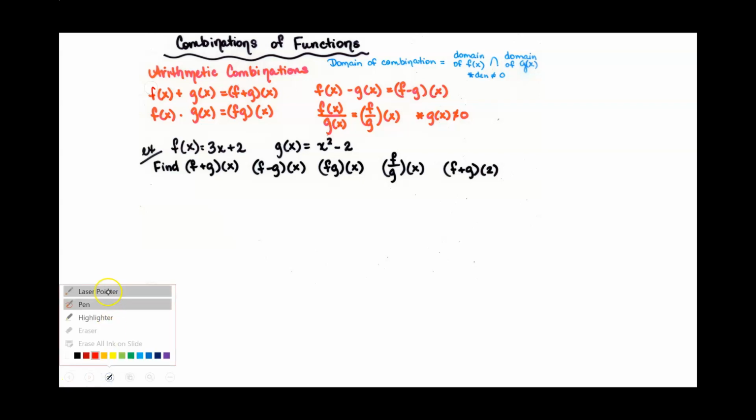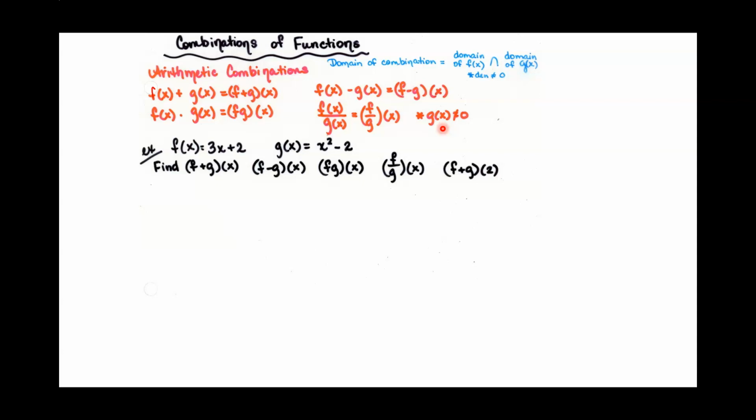When we talk about a combination of functions, arithmetic combinations can be addition, multiplication, subtraction, division. So f plus g of x literally means f of x plus g of x. F minus g of x is f of x minus g of x. fg of x means f of x times g of x, and f divided by g of x means f of x divided by g of x, being sure that the denominator doesn't equal 0.